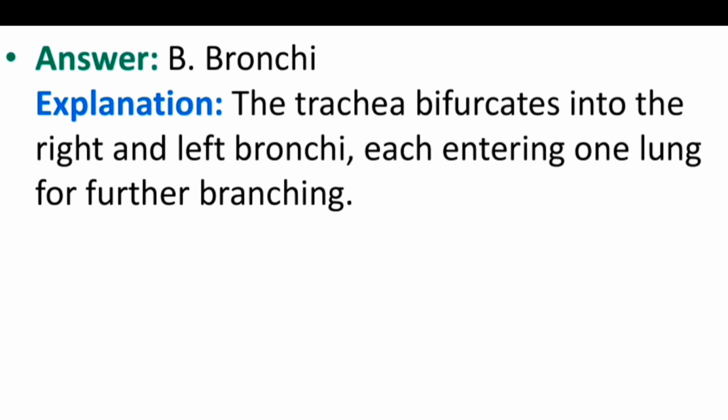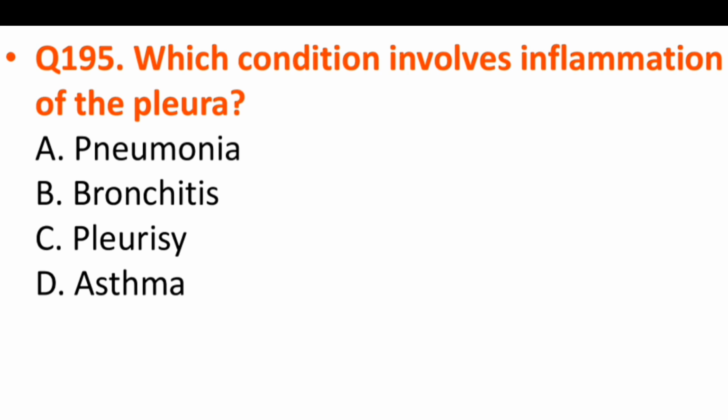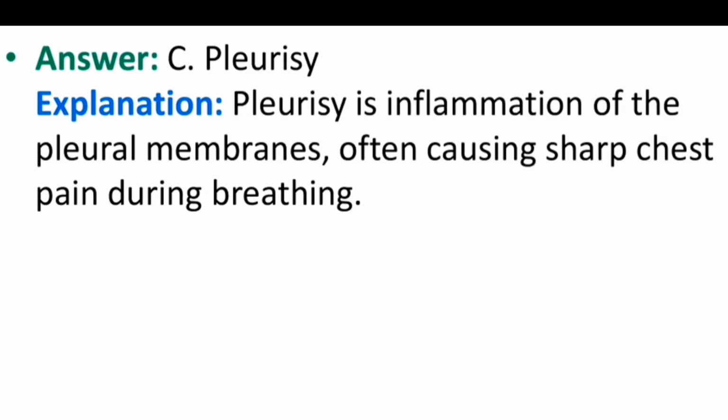The next question. Which condition involves inflammation of the pleura? Option A, pneumonia. Option B, bronchitis. Option C, pleurisy. Option D, asthma. The correct answer is option C, pleurisy. Pleurisy is the inflammation of the pleural membranes, often causing sharp chest pain during breathing.